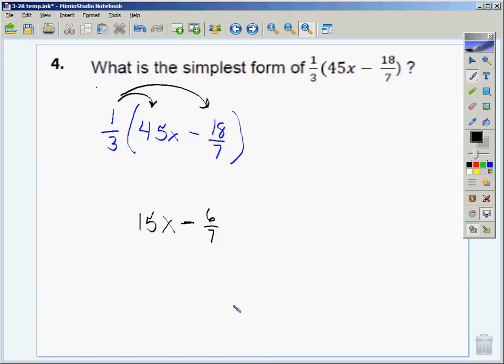Anybody need help keying it in their calculator and understanding how to make that work? You got it? Should be a negative 6 over 7, right? Did you get that for an answer? Then you're okay. That's all I'm asking.